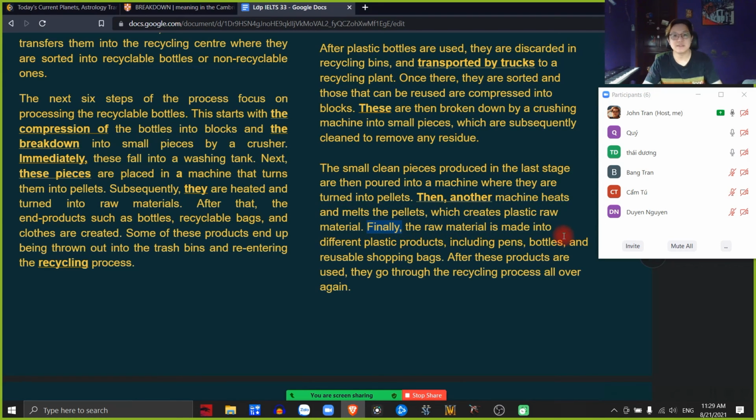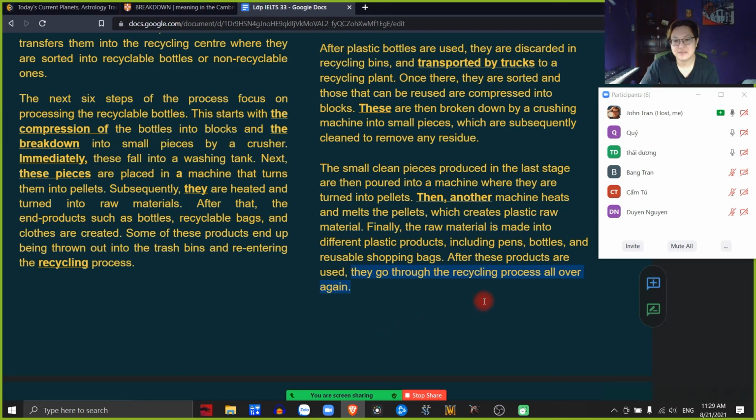Finally, the raw material is made into different plastic products, including pens, bottles, and recyclable, reusable shopping bags. Câu này hơi yếu so với lại cái bài. Sau khi những sản phẩm này được sử dụng, chúng đi qua quá trình tái chế. All over again. Over again sounds like spoken language. Nghe như văn nói vậy đó. Okay. So how do we fix this spoken language thing here?